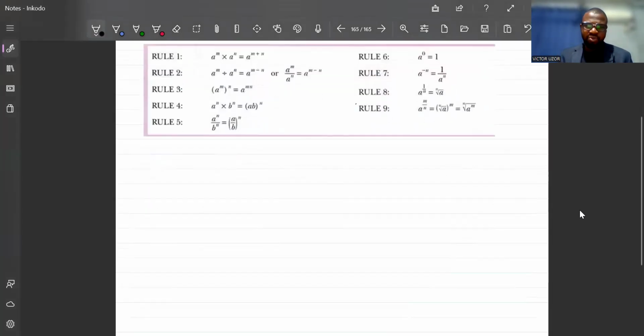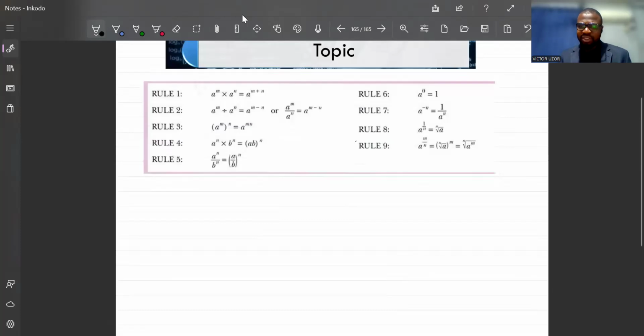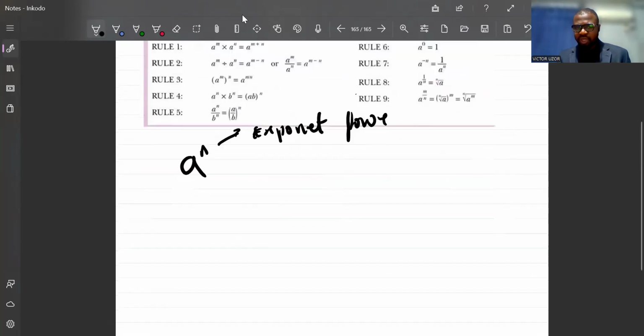So the first one I'm going to be talking about is multiplication of powers when you have the same base. First thing that you need to know, when you have a raised to power n, n is known as the exponent, or power. So this is the base. Call this one the base.